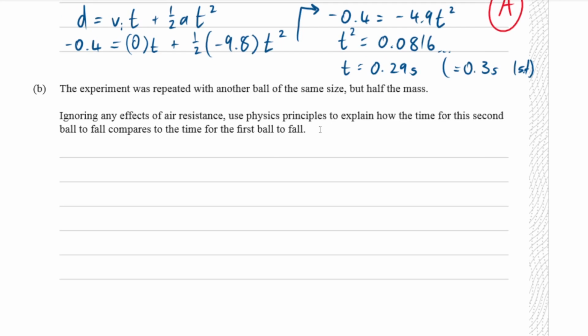Now, throwing one ball on a table is not fun enough, so we did it with another ball of the same size but half the mass. So let's ignore air resistance, explain how the time for the second ball to fall compares to the first.